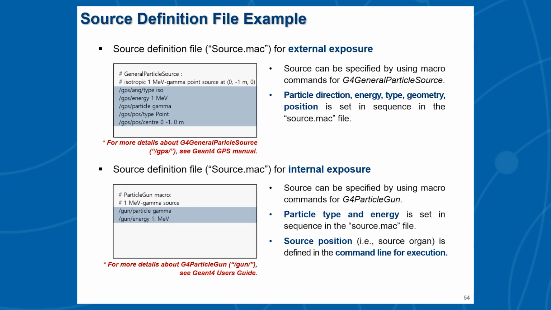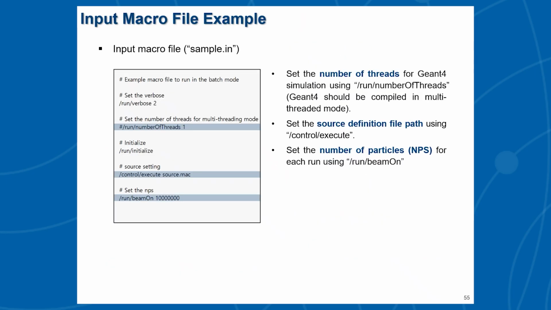Then, what about the source organs? The source organ is defined in the command line when executing the code. Finally, you can find the input macro file in each external and internal folder. In the macro file, you can set the number of CPU threads for multi-threaded mode. Also, you can set the source definition file and the number of primary particles.